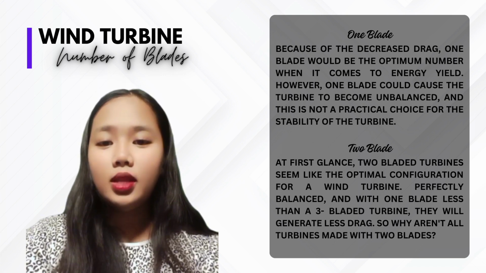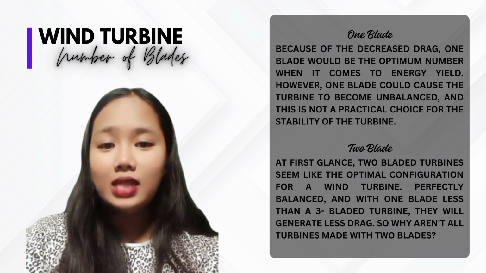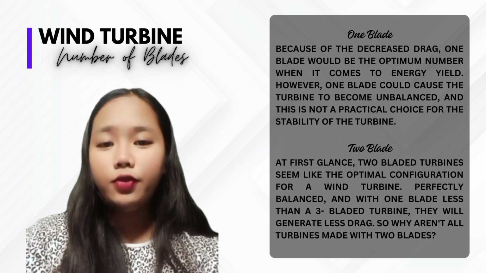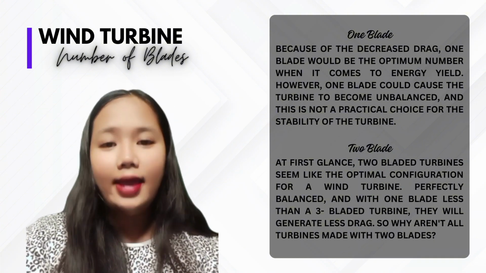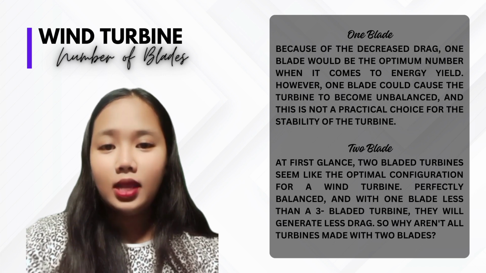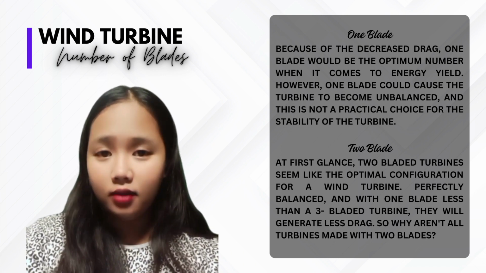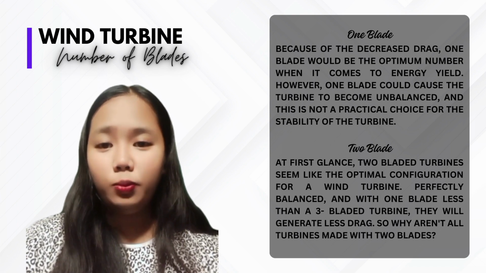2 blades. At first glance, a 2-bladed turbine seems like the optimal configuration for a wind turbine. Perfectly balanced, and with 1 blade less than a 3-bladed turbine, they will generate less drag. So, why aren't all turbines made with 2 blades?